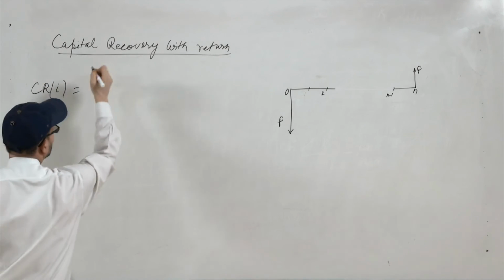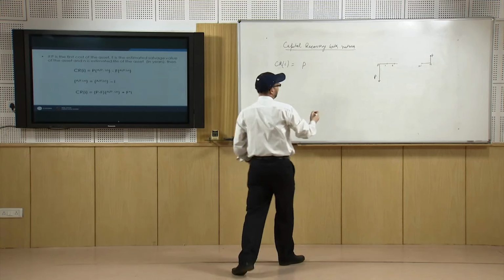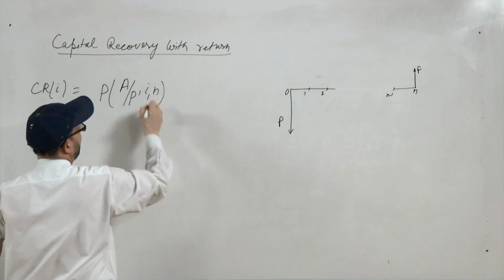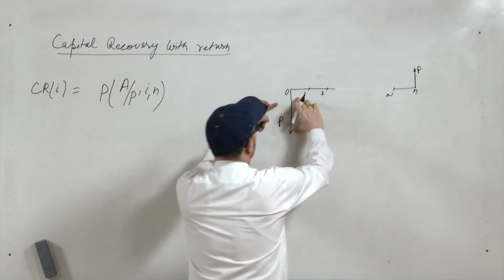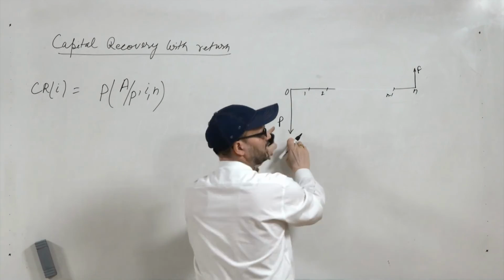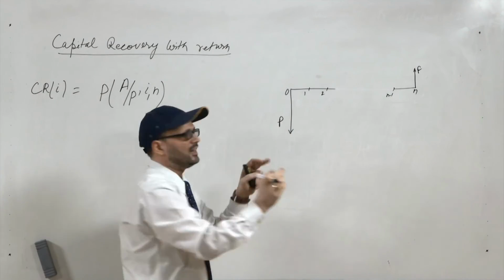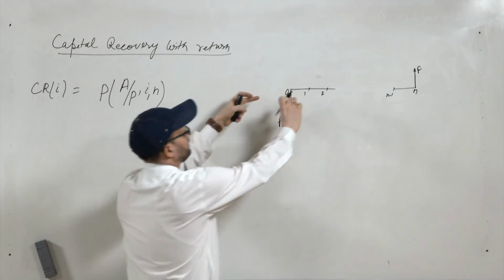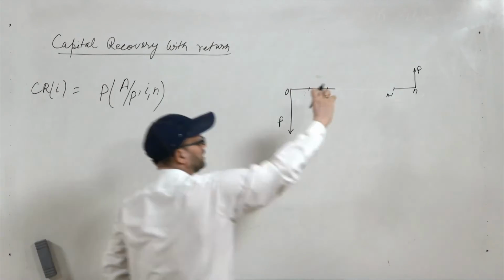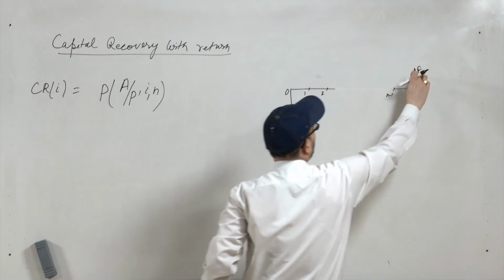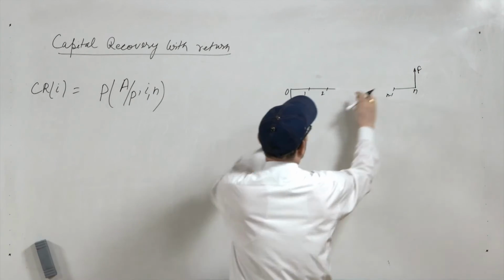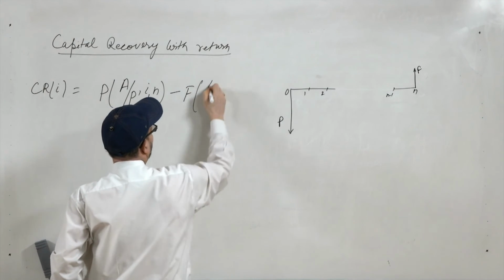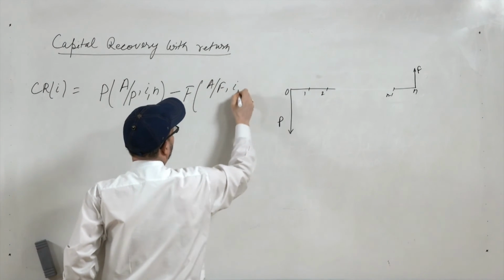P times A by P i n, because once you multiply this P with the factor A by P i n, it will tell you a certain A, which is basically a disbursement. Then this F also multiplied with A by F i n will give you a certain annual equivalent value. So, this is to be subtracted, with A by F i n.